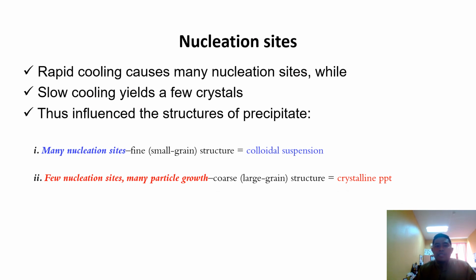Okay, so this is a nucleation site. Rapid cooling causes many nucleation sites, while slow cooling yields a few crystals. So meaning that rapid cooling tu is not good lah, because it will produce the colloidal suspension. Meanwhile, slow cooling yielding a few crystals tu akan hasilkan crystalline precipitate. So suhu tu penting.